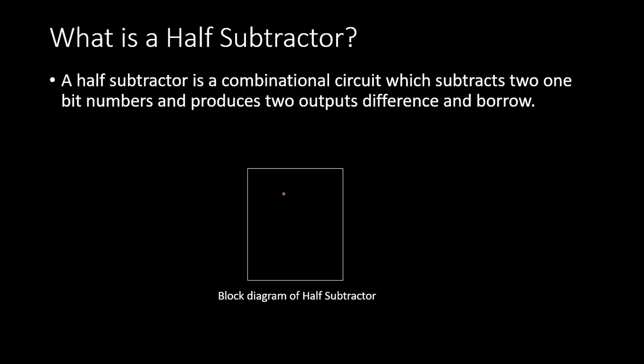Consider this block and assume that inside this block there is some logic which performs the operation of half subtractor. That is, it takes two inputs x and y and it produces two outputs, difference and borrow. So this will be your block diagram of a half subtractor.